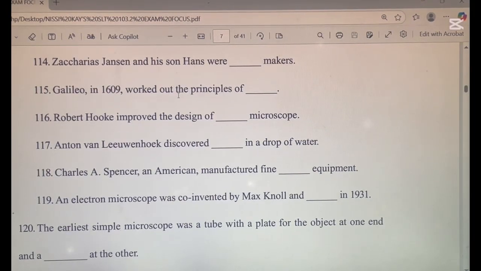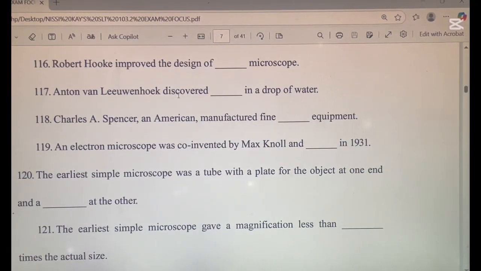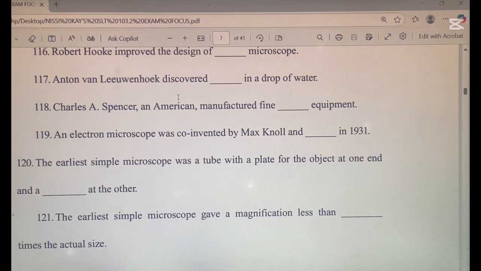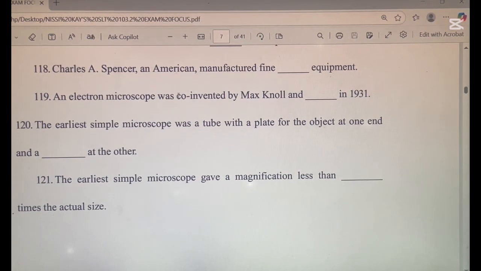Robert Hooke improved the design of the light microscope. Anton van Leeuwenhoek discovered tiny living organisms in a drop of water. Now, Charles A. Spencer, an American, manufactured fine optical equipment. Number 19, an electron microscope was co-invented by Max Knoll and Ernst Ruska. Ernst is spelled E-R-N-S-T. Ruska is spelled R-U-S-K-A. That was done in 1931.